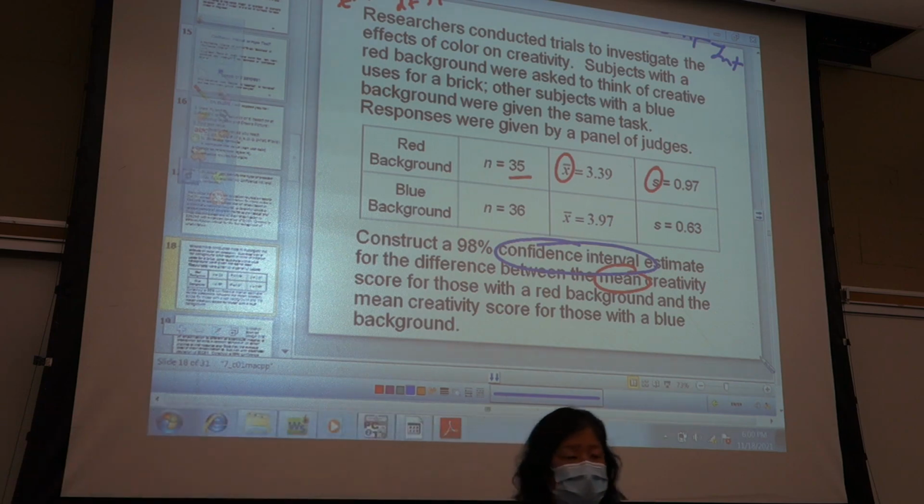Okay, everyone put your finger on the right spot. Pick the right row too. Good, good, good.